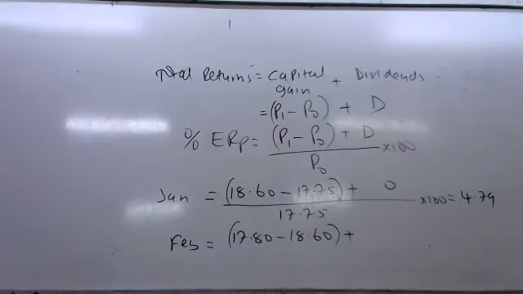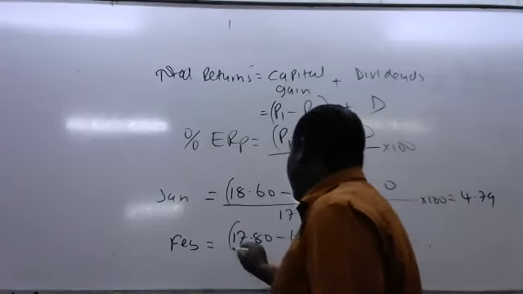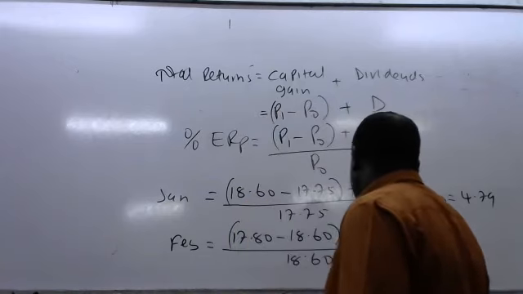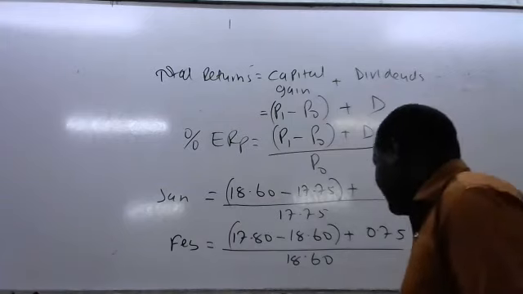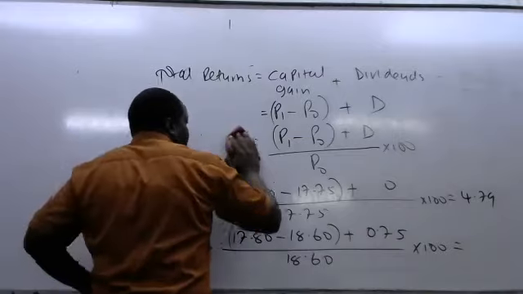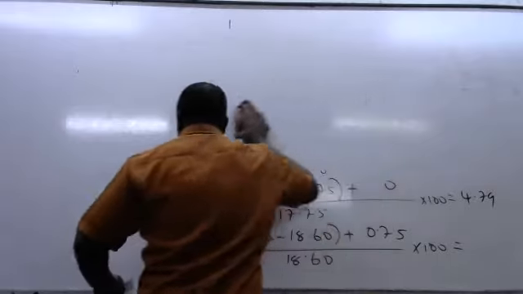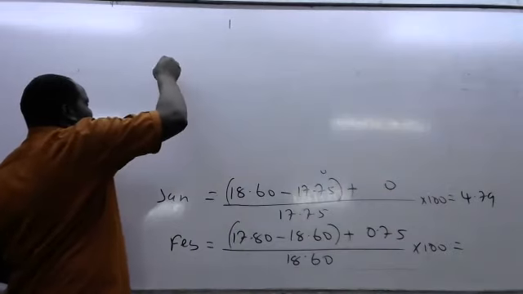Then I want you to confirm under February, what are we given as the dividends in the February month? Yeah, so you add 0.75. Then also divide by 18.60. Then express that as a percentage. So that is for February. Then after February, we go to March.